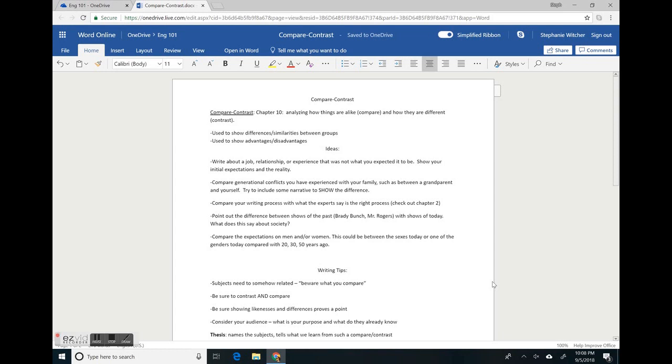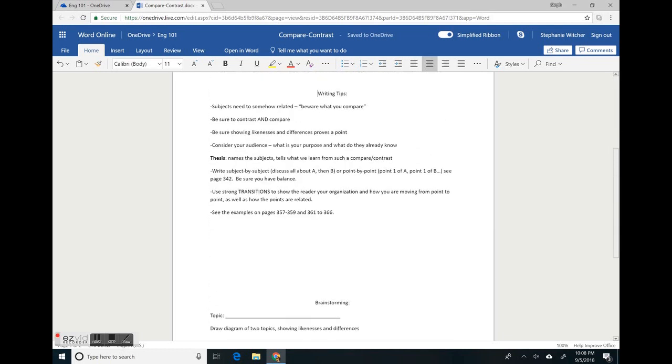Okay. So let's talk a little bit about some tips for writing this paper. Once you come up with a topic, you need to basically pick two items or two things that you can compare and contrast. But be sure that you, and I love this little quote from the text, beware what you compare. The subjects need to be somewhat related because otherwise you have nothing to compare with. And I'm asking you to do both.